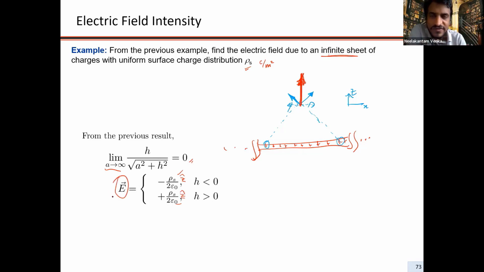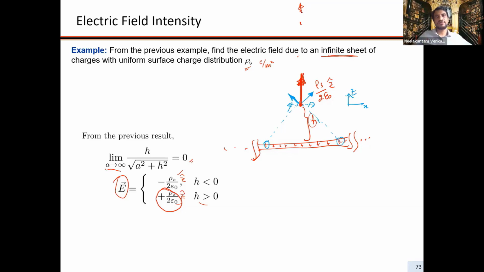But more interestingly, what happens is, regardless of what height you are from the plate, this was our h, the value is always going to be 2 times rho s over 2 epsilon naught, regardless of whether you are at h or 2h or 3h or 4h. Why so? Because this plate is infinitely long. So it doesn't matter how high you are. You could even be at an infinitely long height.